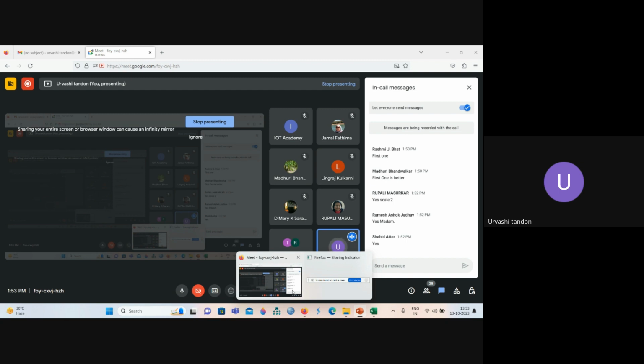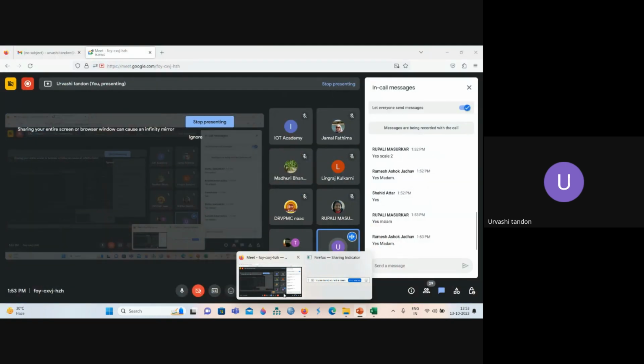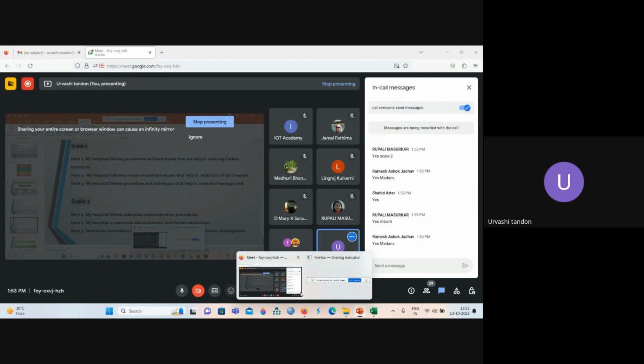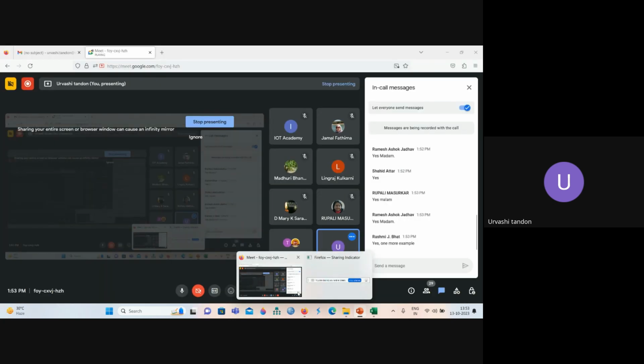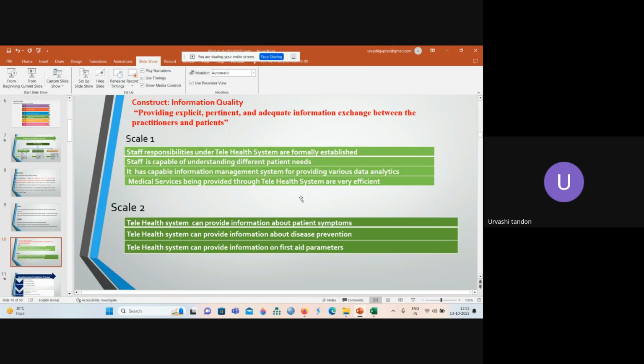Shall I proceed ahead? Shall I proceed with another example? Please unmute yourself and see if there is some problem. I can repeat it again. Otherwise, I'll proceed. Yes, one more example.